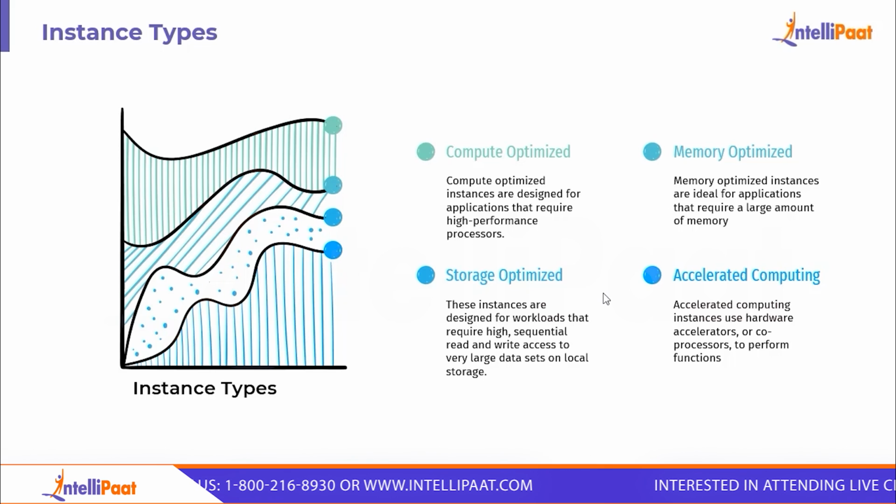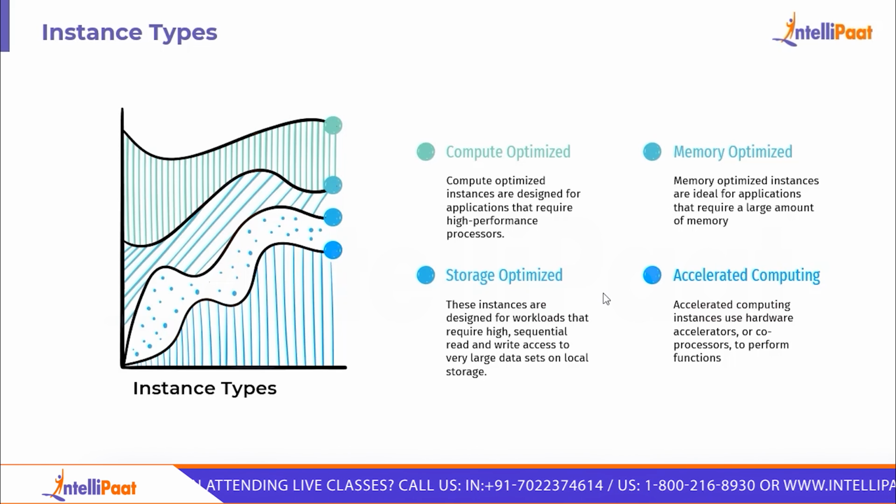Then we have memory optimized. These are for applications that process large data sets in memory. Storage optimized means it processes at the back end where the data is stored, whereas memory optimized focuses on querying that data in the RAM itself.